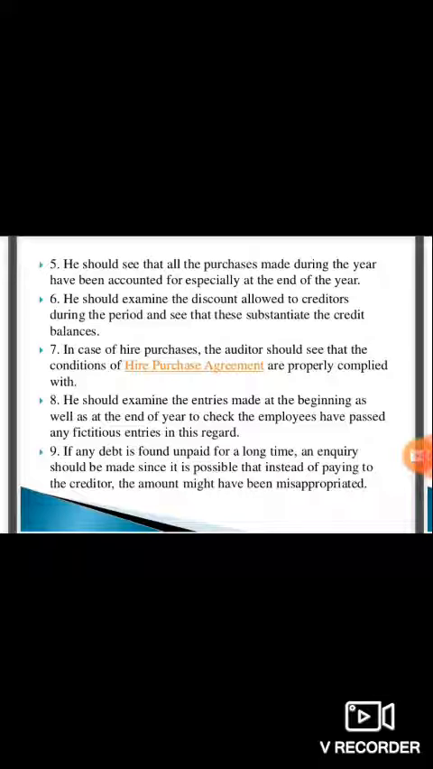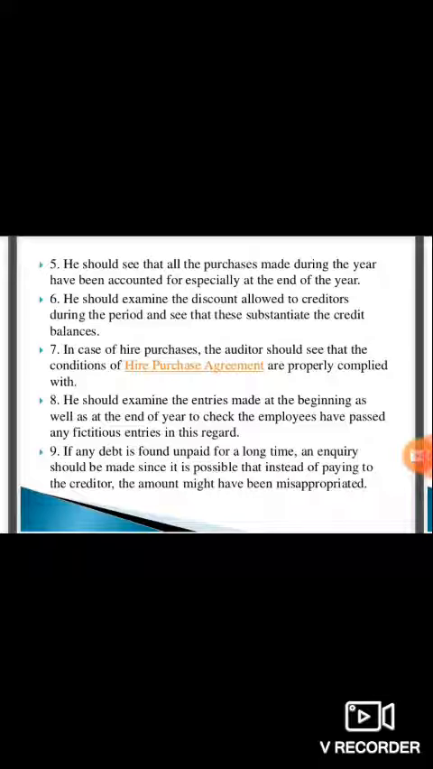And the next thing is, in case of hire purchases, the auditor should see that the conditions of the hire purchase agreement are properly complied with. So in case any hire purchases are there, they should check the agreement. What is the installment, what is the interest rate, and how they are going to pay. These things will be written in the purchase agreement. So he has to verify it to know the actual details of purchases.